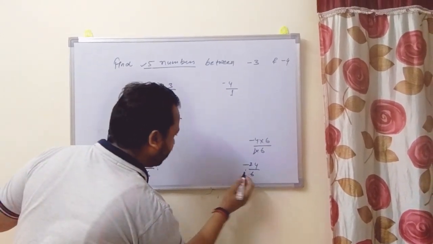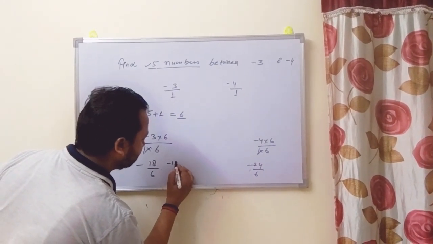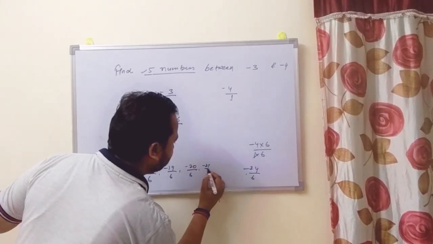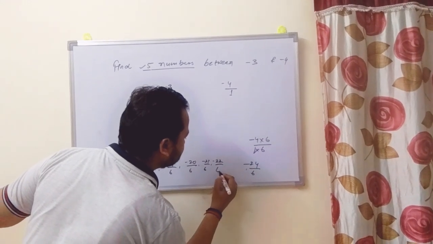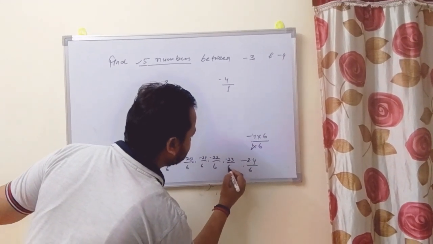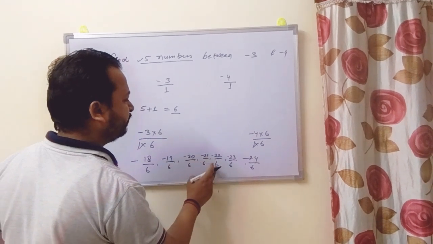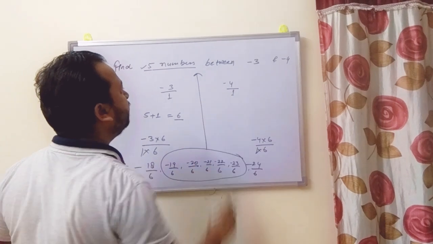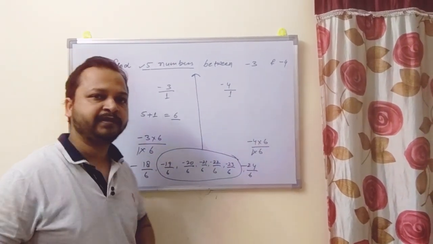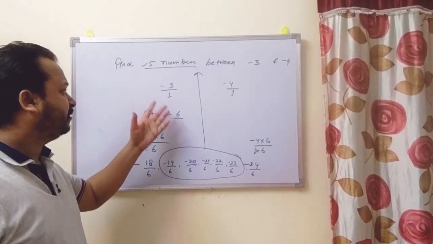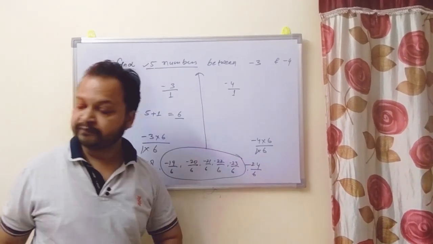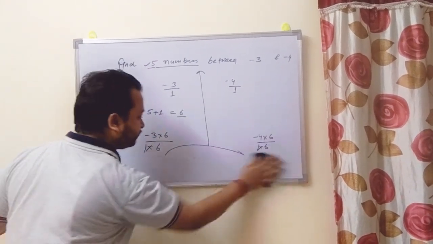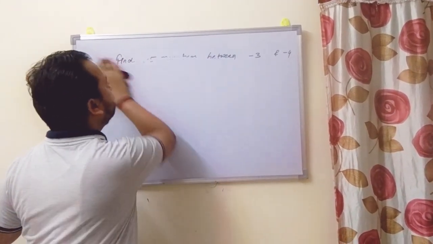So you can easily find out the numbers. The next number is -19 by 6, -20 by 6, -21 by 6, -22 by 6, -23 by 6. So 1, 2, 3, 4, 5. So these are the five numbers between two negative numbers, right? So by this method you can solve this question. So let's come to the topic, which is word problems.